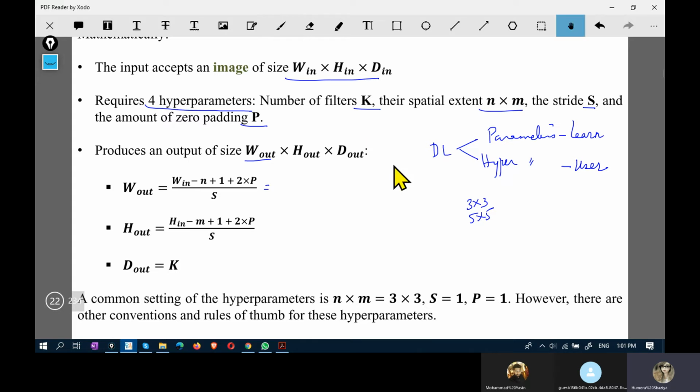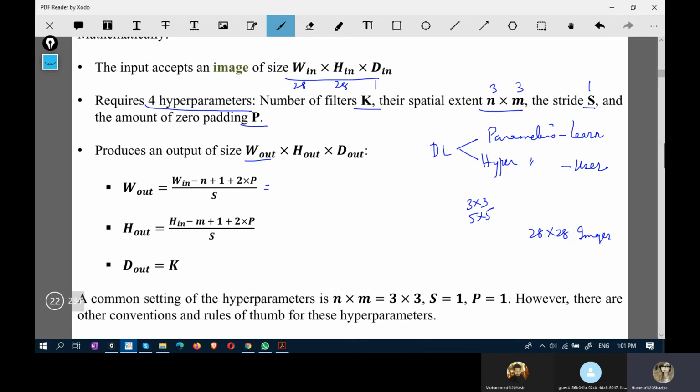Okay. Consider a 28 by 28 image. Here this is 28, 28 and 1. Consider the filter to be 3 by 3, the depth 1, the number of filters 8, the stride 1, and padding 0. And these are the values.